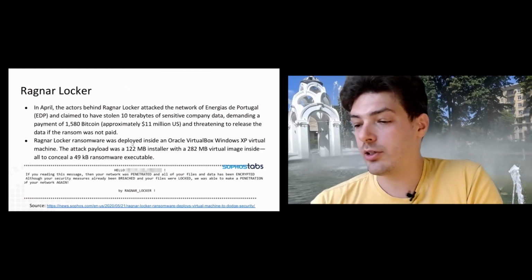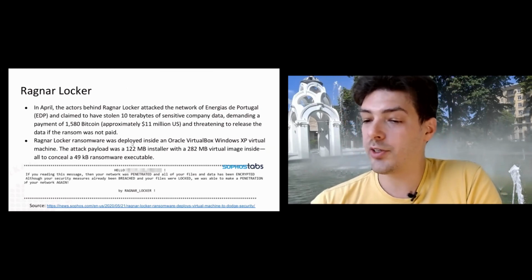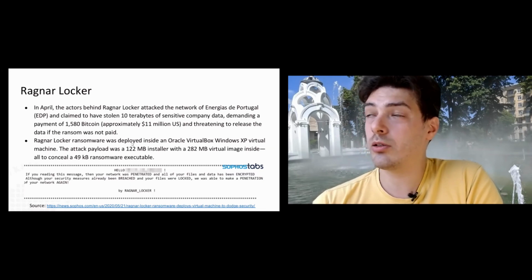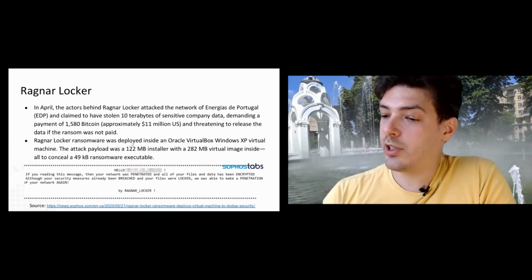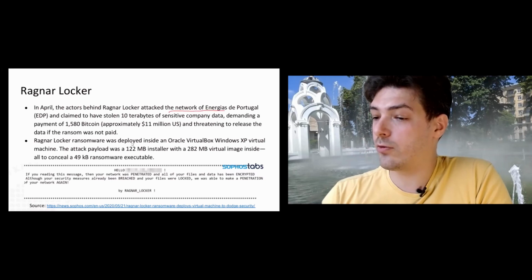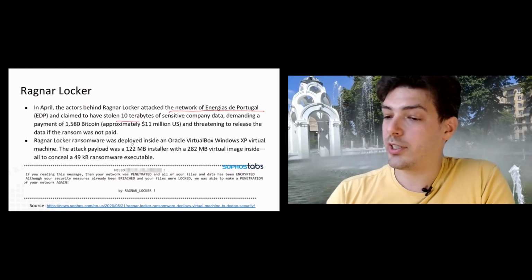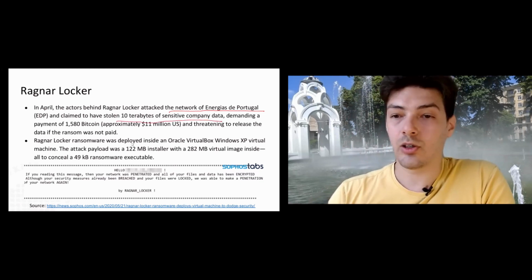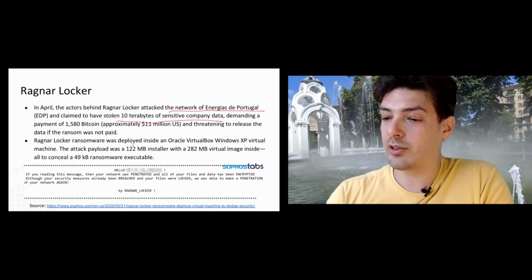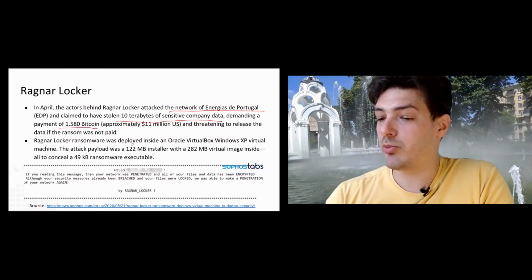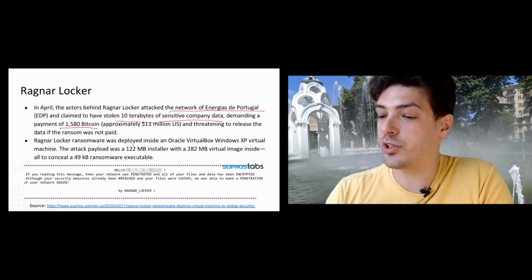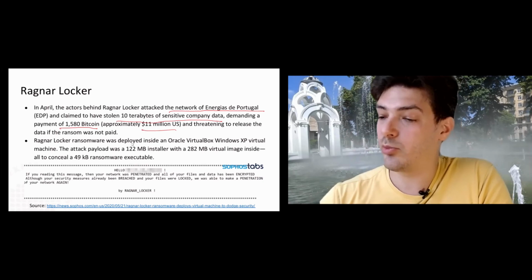And this year, less than a month ago, on April 21, the attack by Ragnar Locker was detected. They successfully attacked the network of Energias de Portugal and managed to steal 10 terabytes of sensitive company data, demanding a payment that is really one of the biggest ransom payments in history. They asked to pay 1,580 bitcoins, which is approximately $11 million.